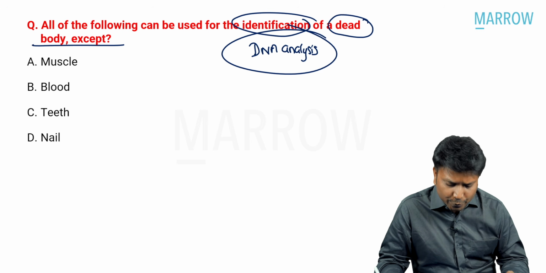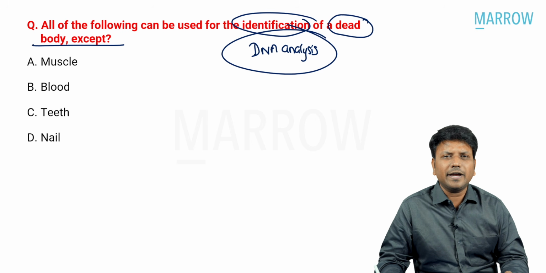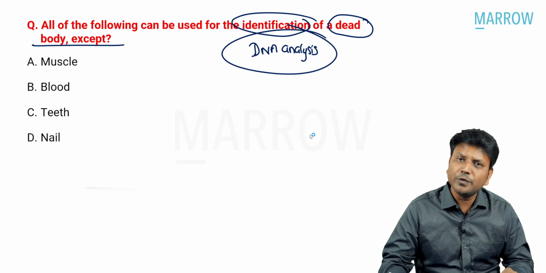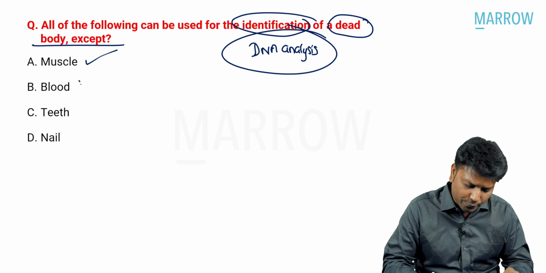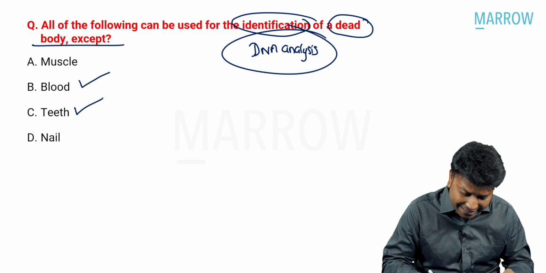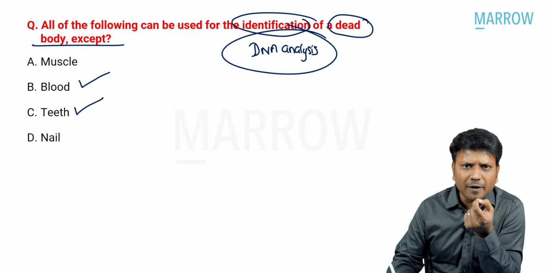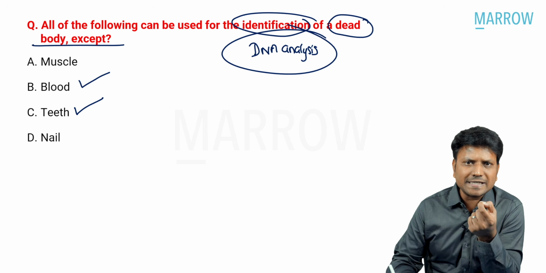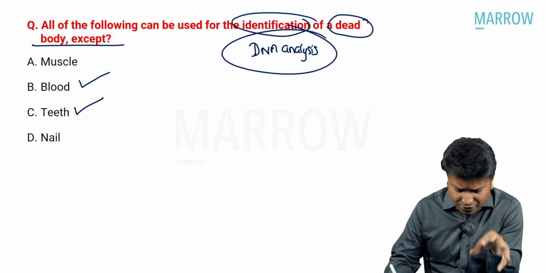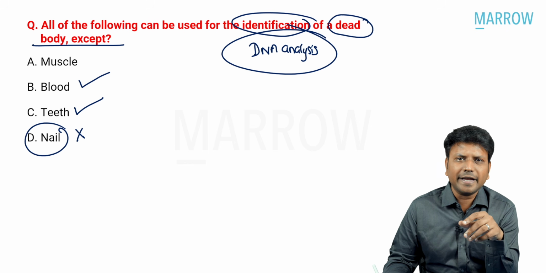And here, which of the samples is used for DNA analysis, which is not used for DNA analysis? Do we use muscle for DNA? Yes. Do we use blood sample for DNA analysis? Of course, yes. Do we use teeth for DNA analysis? Yes, of course, because we have the dental pulp. In the dental pulp, we have the DNA sample. With that, you will find out the identity of the person. Which is not used? Nail is not used. Nail is not used for DNA analysis.